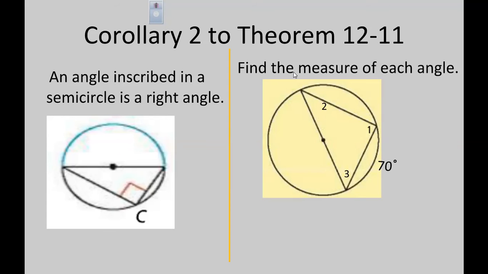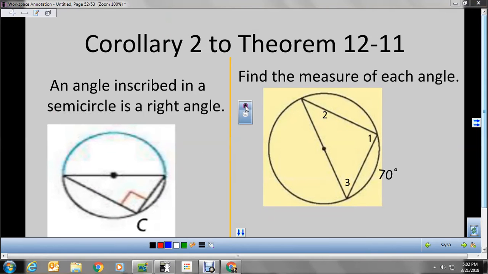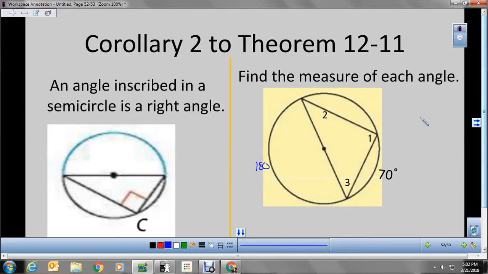So let's take a look here and find the measures of angles 1, 2, and 3. Angle 1 is an inscribed angle that opens up to a diameter. So we know this half is 180 degrees. Therefore, angle 1 is going to be a right angle, so that's going to be 90 degrees. Angle 2 is this angle right here, and it opens up to 70. So this is going to be half of 70. So angle 2 is going to be equal to 70 divided by 2, which is 35.